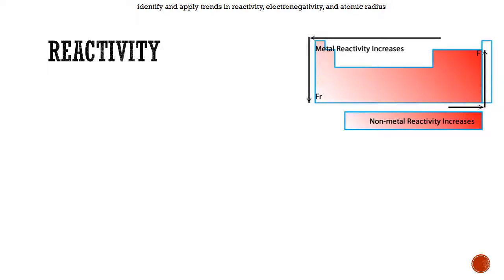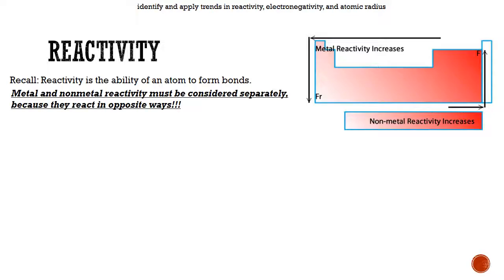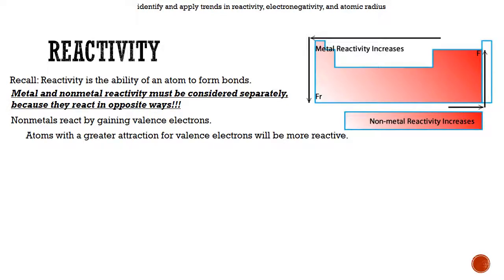All right, our last trend here is reactivity. What we have to consider with reactivity is that, do remember, it is the ability of an atom to form bonds. And we have to consider metals and nonmetals separately because they react in opposite ways. Recall that metals react by losing electrons and nonmetals react by gaining electrons. So talking about nonmetals, we want atoms with a greater attraction for electrons. They're going to be more reactive. So what that means is we want small atoms with large electronegativities. Large electronegativities because they have a greater attraction for those electrons, and small atoms because the electrons are closer to the nucleus.